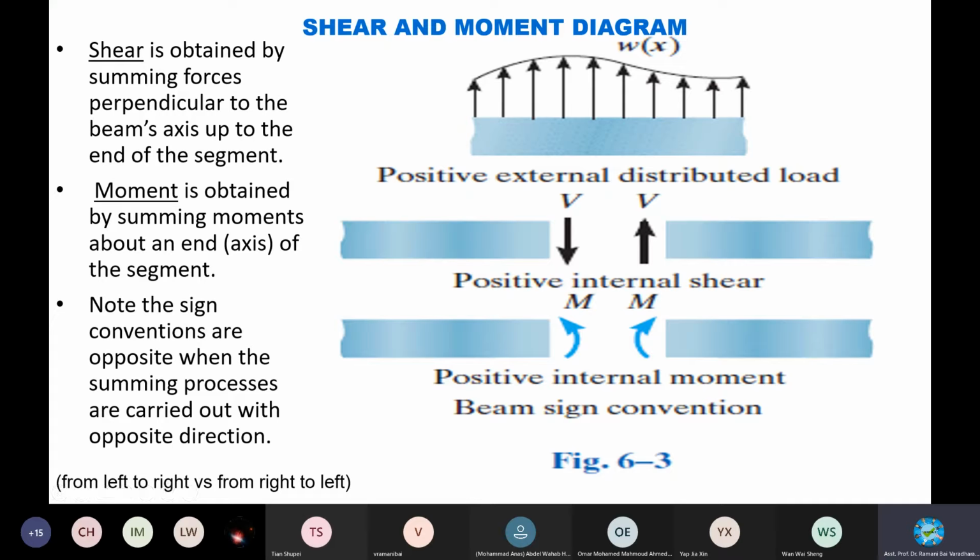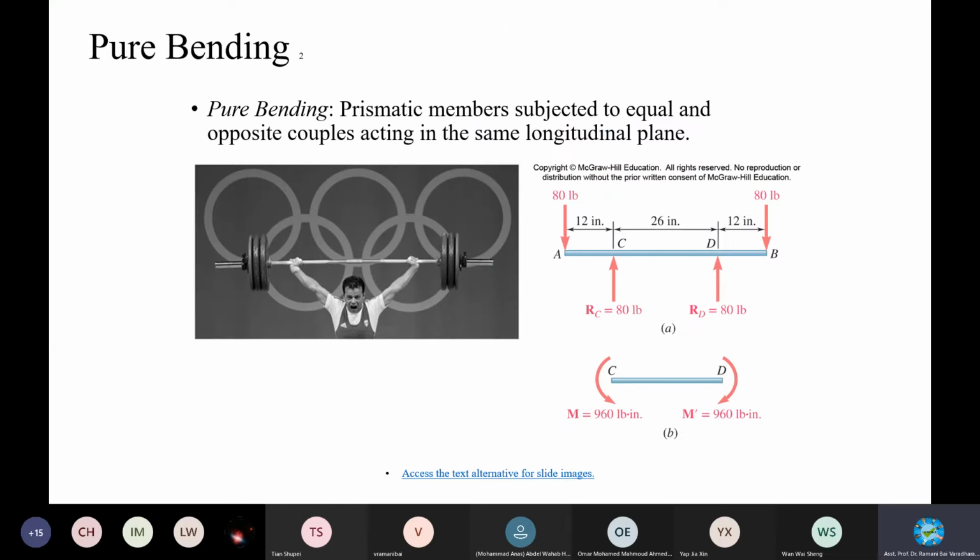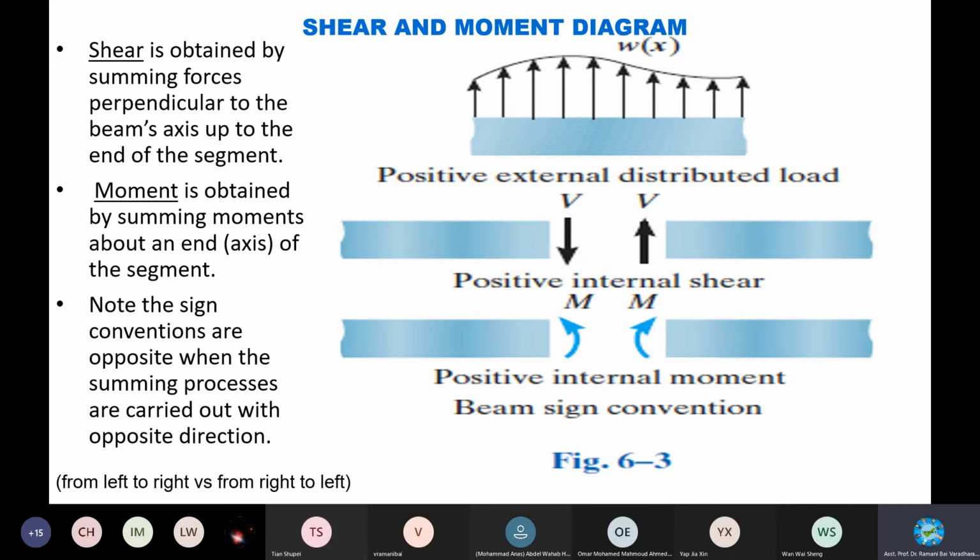I will show a nice video of how this distance is contributing to the moment. There is a nice video which can give you a really good demonstration of what bending moment is, and how the distance, or lever arm, matters in the case of bending moment. I will show you in a while. Let me finish the theory.